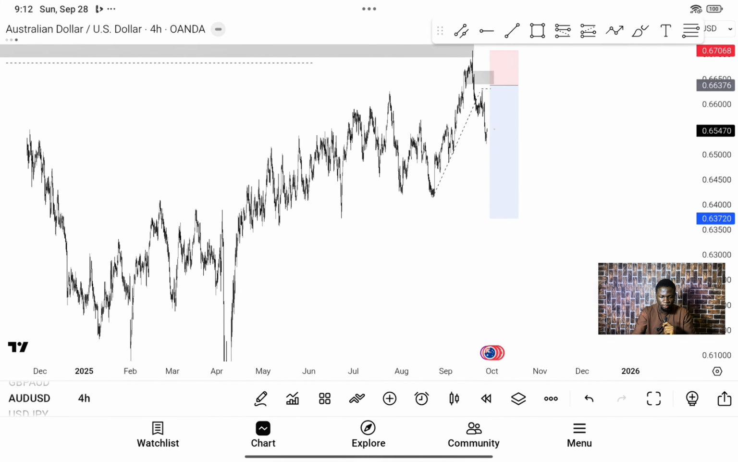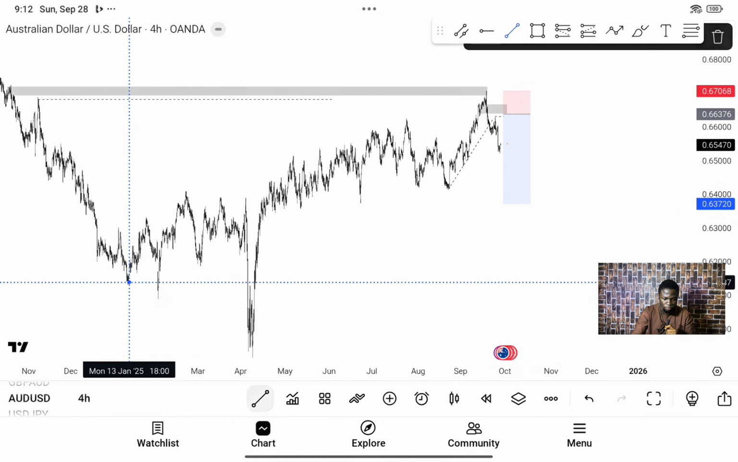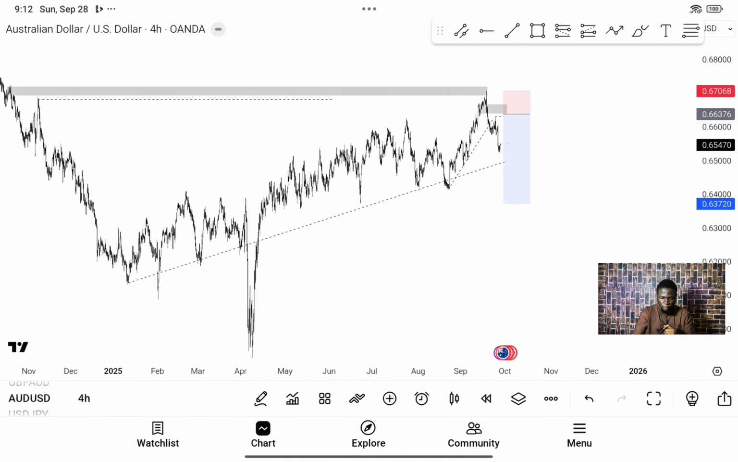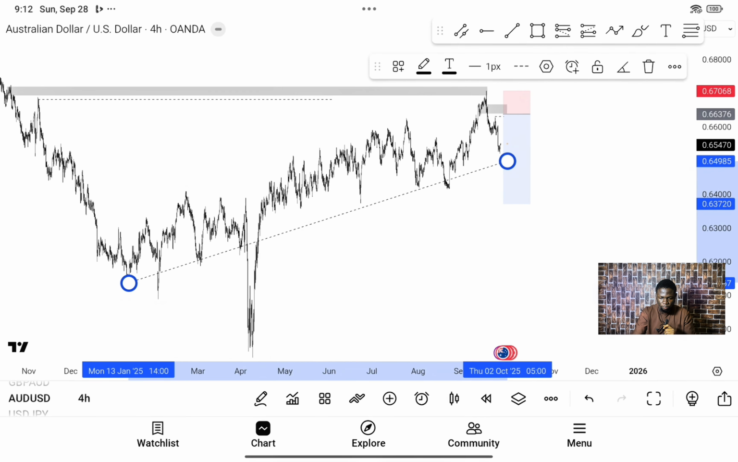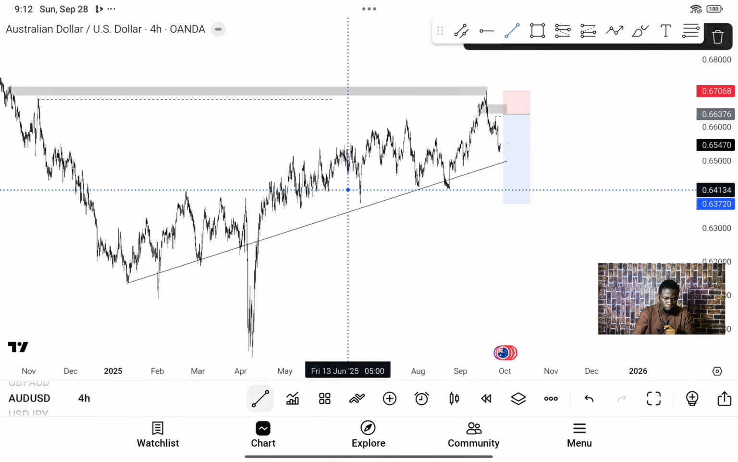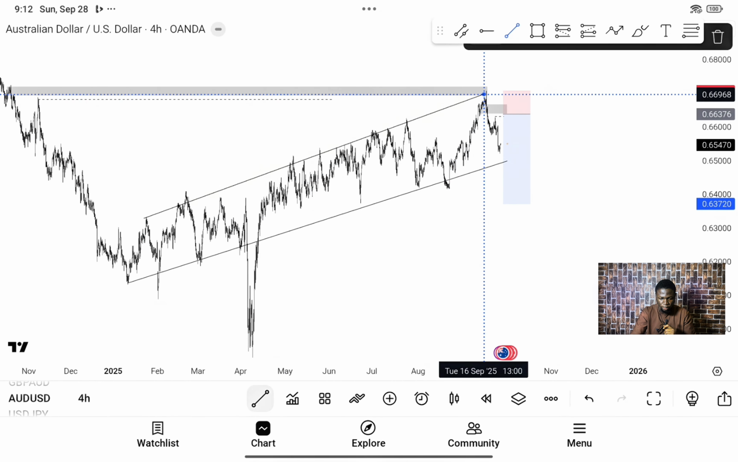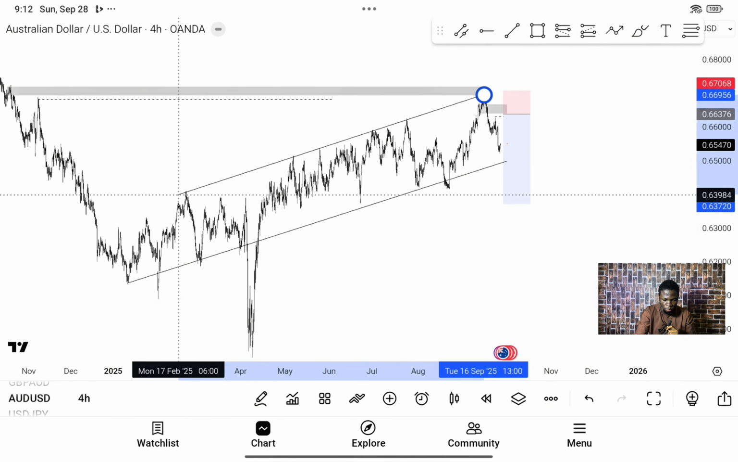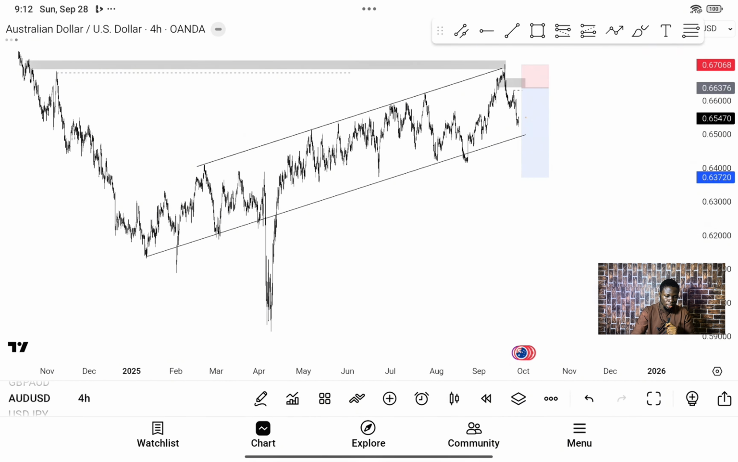I told you why AUDUSD reacted from here. Apart from this, this is how it looks like. The pair is so stubborn and so slow, it's just ranging.